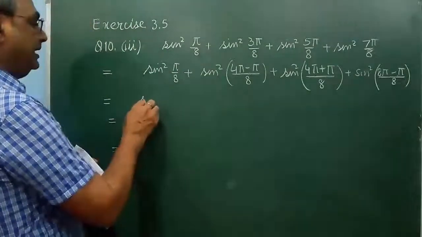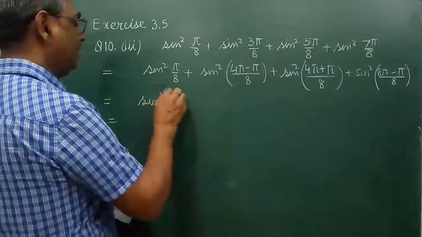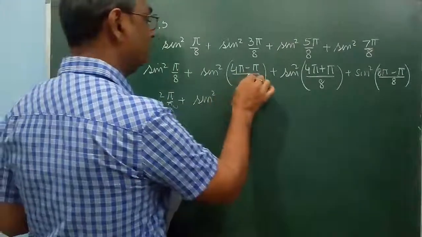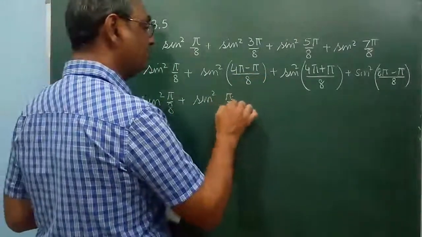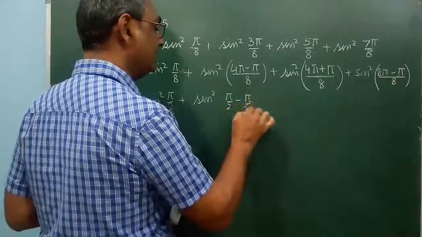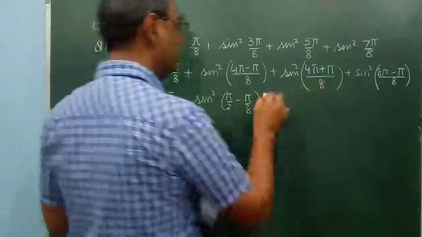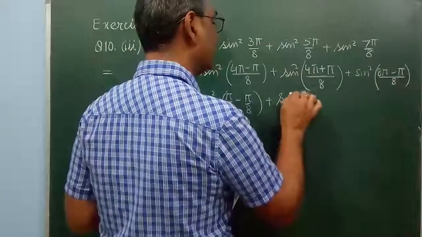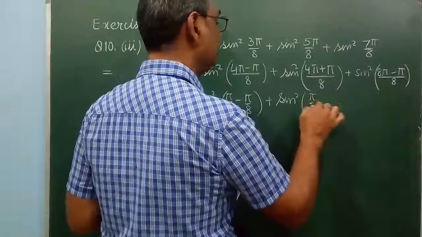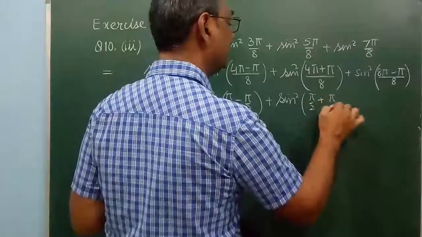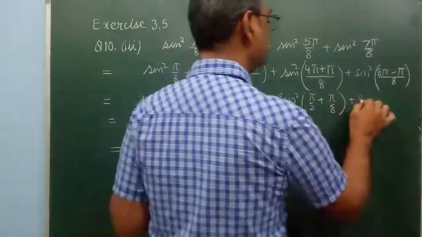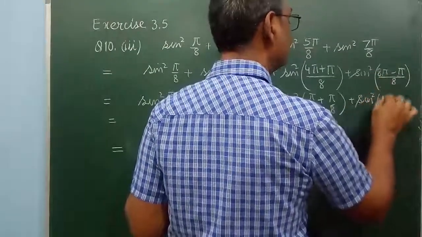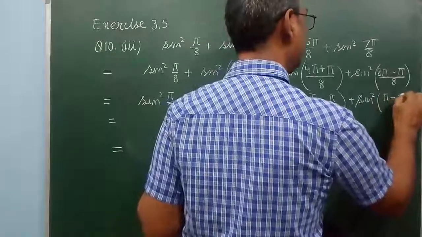Now we can separate these all. Sine square pi by 8. This is sine square, 4 pi by 8 means pi by 2 minus pi by 8. Separate these two. Now separate these two. This is sine square pi by 2 plus pi by 8, and here plus sine square, this is pi minus pi by 8.